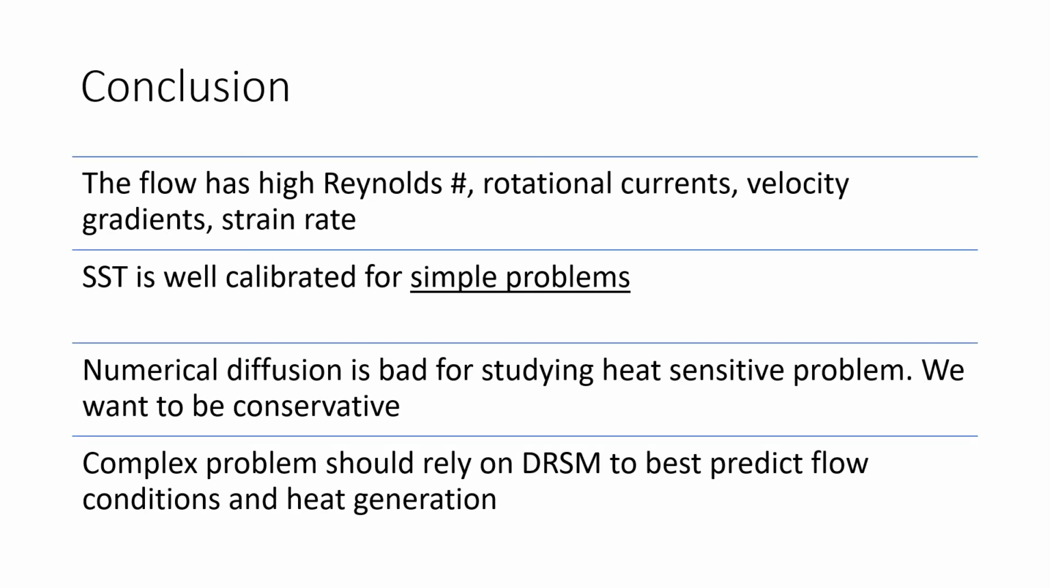So final conclusions for this study was that the flow has a very high Reynolds number, very high rotational currents, and high velocity gradients and strain rates. The SST is well calibrated for simple problems, but not necessarily complex industrial reactor problems. Numerical diffusion is bad for studying these heat-sensitive problems because we don't want to tell the plant that a certain set of boundary conditions are okay. We want to predict the hottest possible situation in CFD to avoid any thermal runaway states. So for this complex problem, we should rely on the DRSM to better predict flow conditions and heat generation.